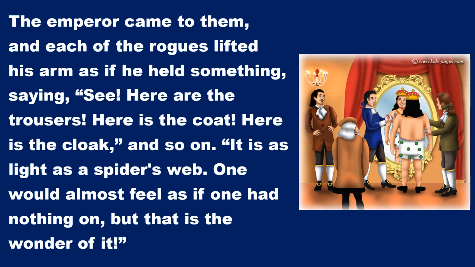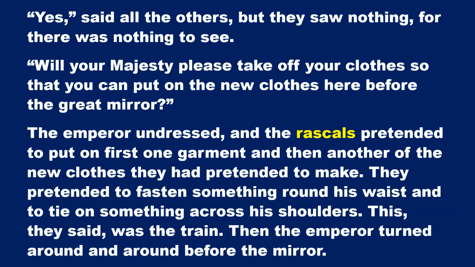The emperor came to them, and each of the rogues lifted his arm as if he held something, saying, "See, here are the trousers, here is the coat, here is the cloak," and so on. "It is as light as a spider's web. One would almost feel as if one had nothing on, but that is the wonder of it." "Yes," said all the others, but they saw nothing, for there was nothing to see.